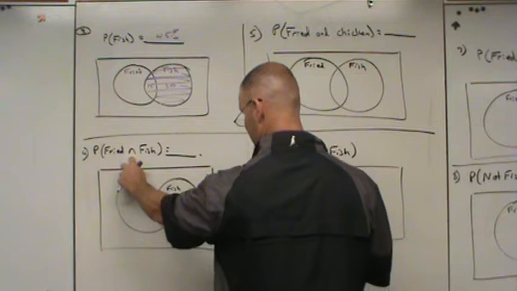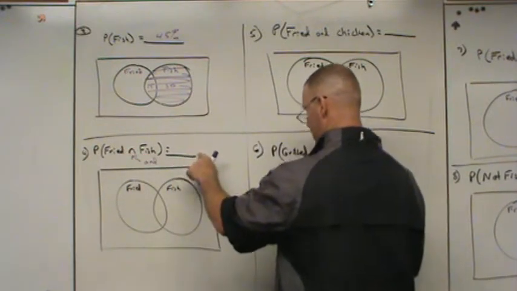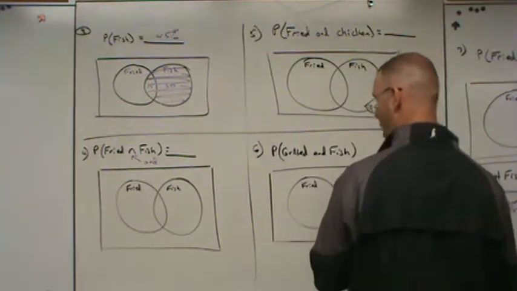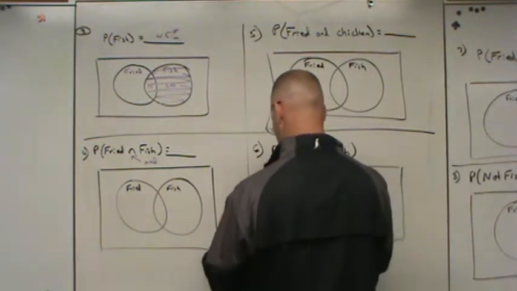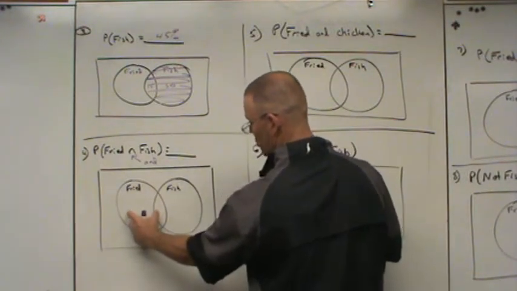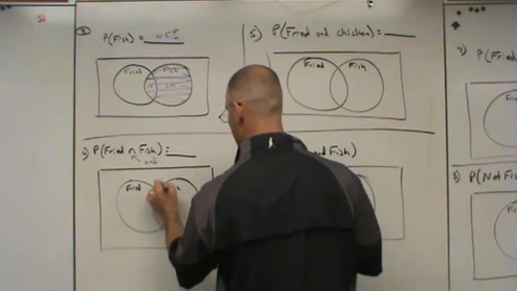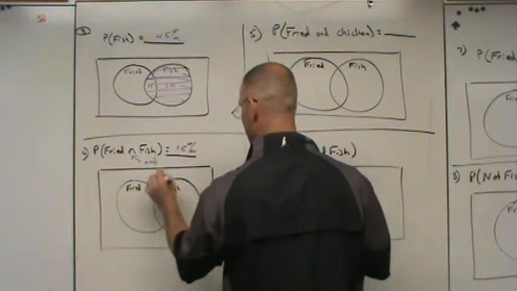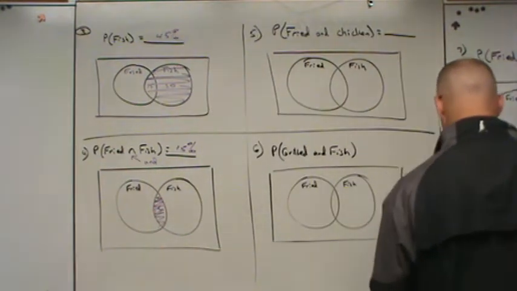and fish. This little symbol here means and it even says it next to it. I didn't write it, but it says fried and fish. So I want fried and I want fish. Remember, the whole circle here is all fried, but I want fried and fish, which is this right in here. So that means it's going to be 15%. And I shade in that little section right there.